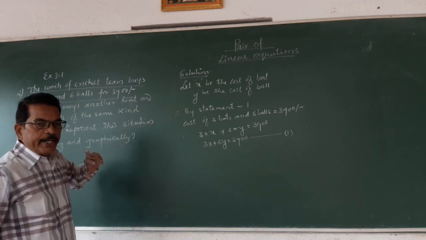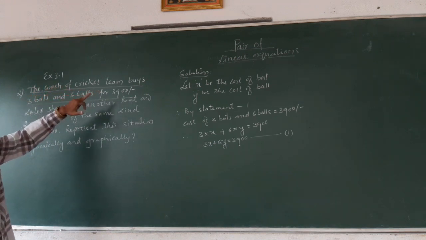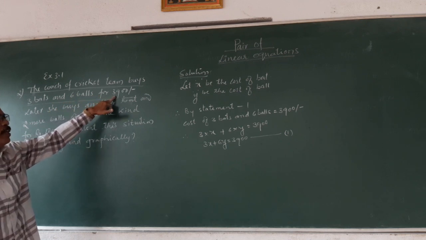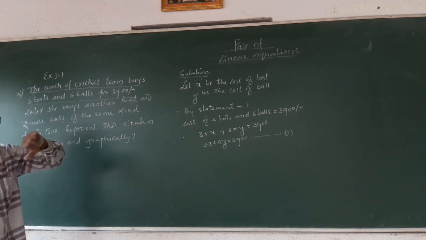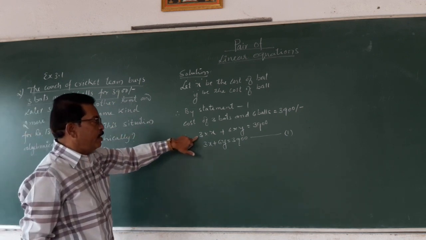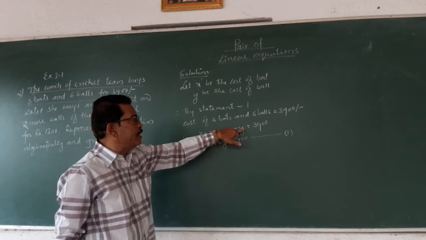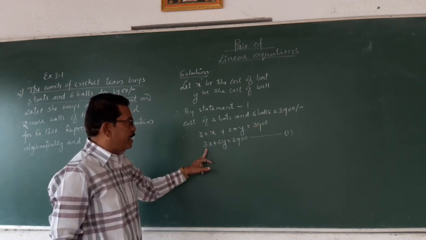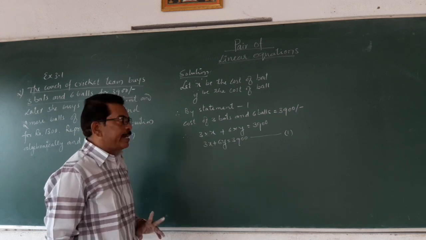So by statement 1, what does that statement explain? The coach of the cricket team buys 3 bats and 6 balls for rupees 3,900. For 3 bats, the cost of 1 bat is X, that is 3 into X. Then the cost of 1 ball is Y, that is 6 into Y, that is equal to 3,900. Therefore by statement 1, 3x plus 6y equals 3,900.